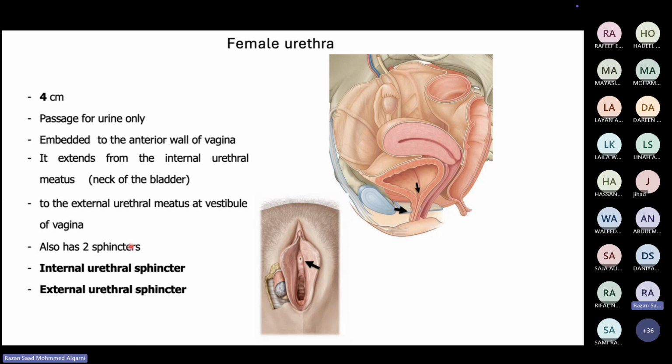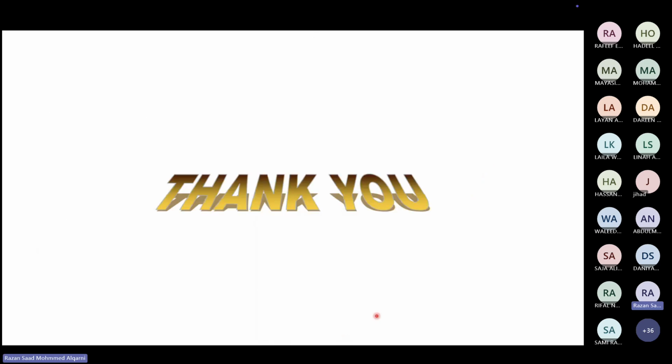Let's talk about the urethra. Here it also has two sphincters, but it's easy. At the level of the neck is the internal urethral sphincter, and before the outside is the external urethral sphincter, which is at this part here. So that's about the female urethra.